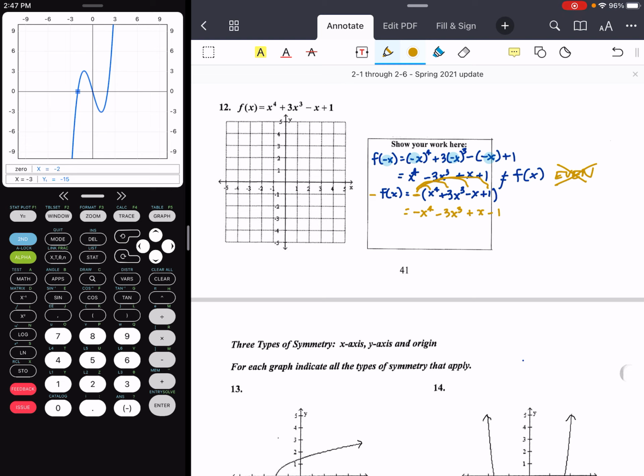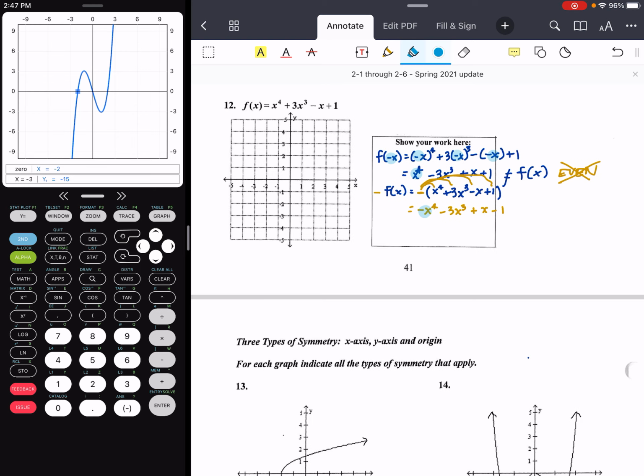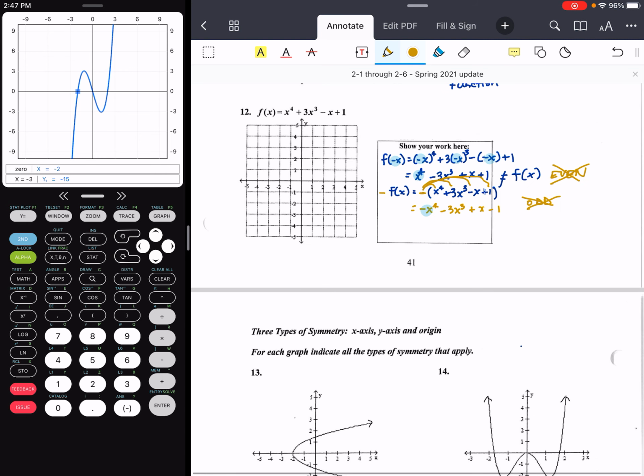So when I found f of negative x, I got x to the 4th. When I found negative f of x, I had negative x to the 4th. So right there, I don't have a match. Okay, so f of negative x doesn't equal f of x, which means I don't have an even function. F of negative x also doesn't equal negative f of x, which means I also don't have an odd function. Okay, those are my two possibilities.